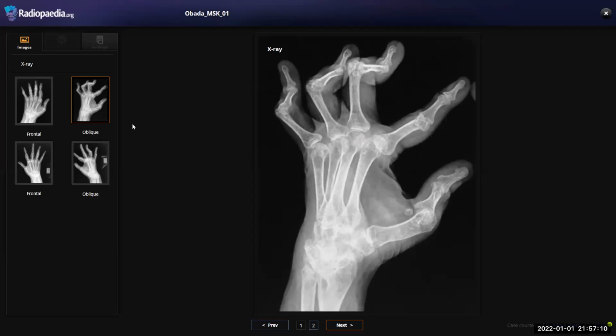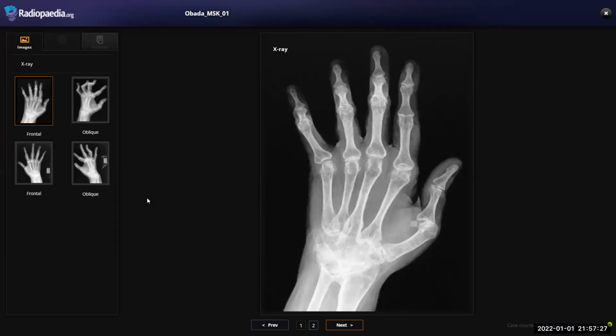Okay, can this be an SLE arthritis? Yes, it can be, but in SLE arthritis, also there is more involvement of distal joints. Okay, it's fine for this case.